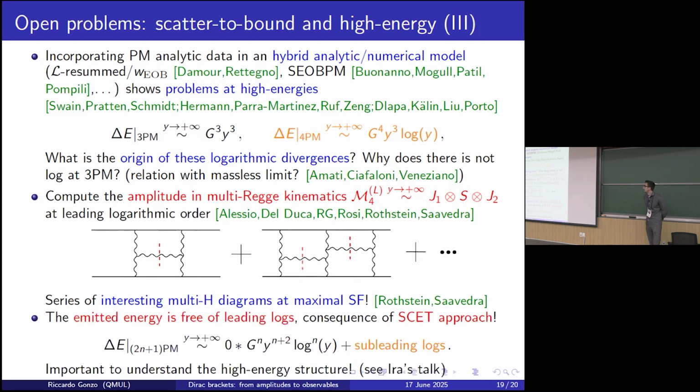Something we found is that the emitted energy is free of leading logs. So you see, this is the 3PM. In general, if you have a phase space, you would expect that you might get a logarithmic divergence. That's what happens when you take the cut of the H diagram in the way that the ACV did. But because there is a power suppression of the energy, these logs disappear. And somehow this means that the leading logs cancel. And what we should actually study are subleading logs in the high energy limit. And these are very important for the two-body kinematics. So Ira will talk more about this, so I don't have time.